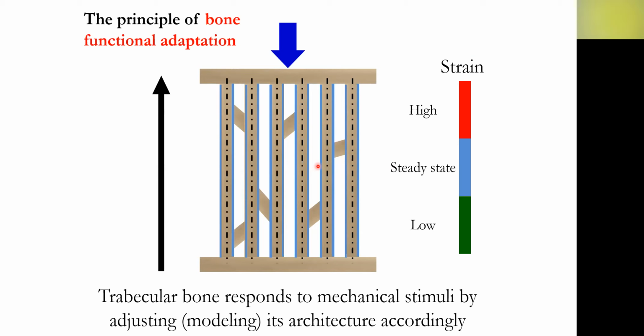The level of deformation under typical loading will be not too high and not too low, somewhere in the middle, which is called a steady state. In that situation, the bone doesn't feel any need to add more bone to accommodate high strain, high deformation, or to resorb bone because the bone is excessive and we don't need so much of it.